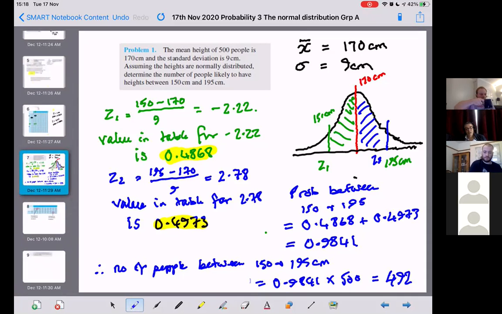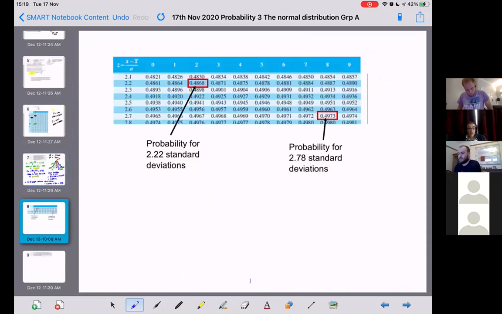Yeah, you must remember that there are 492 people. That means, on the data we've got, statistically, there are 492 people. So on the next page in your notes, I've highlighted those two Z values that we've just picked out: the 2.22 standard deviations and the 0.278 standard deviations.